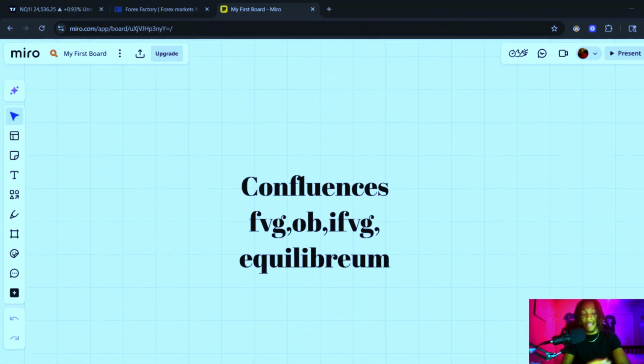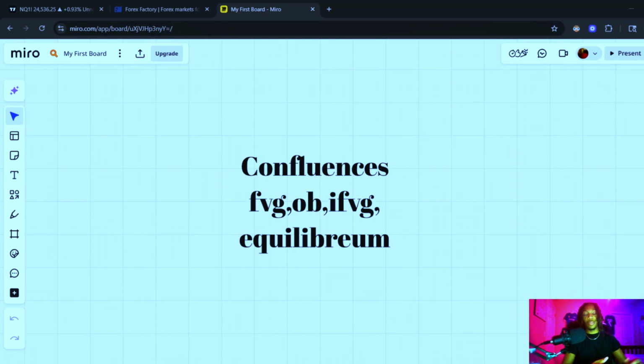Now, after that, confluences. What are confluences? Confluences are basically things that give you confidence. They give you confidence that the trade is going to go in the direction that you predicted it to go. So that's what confluences are in short.